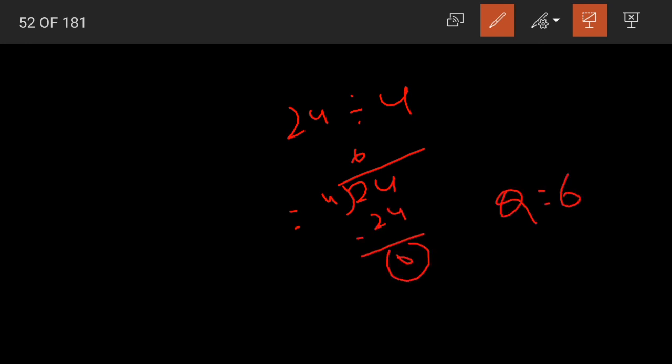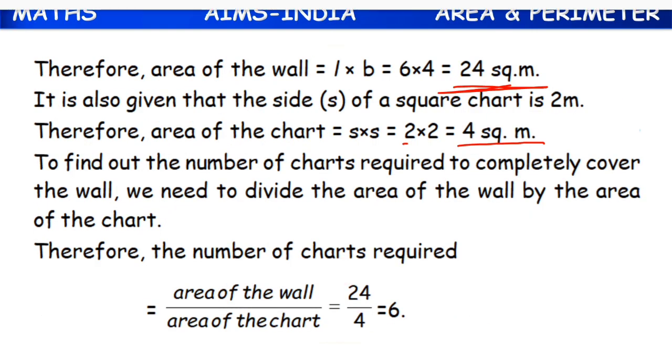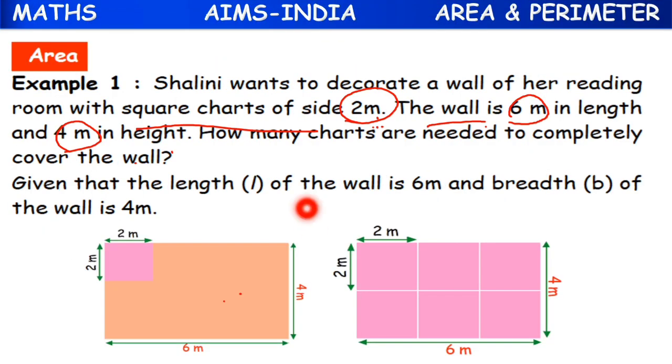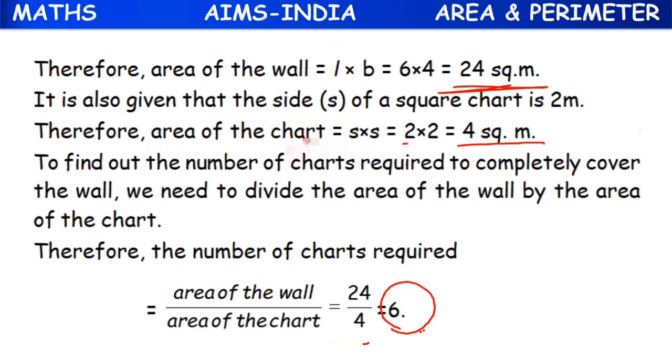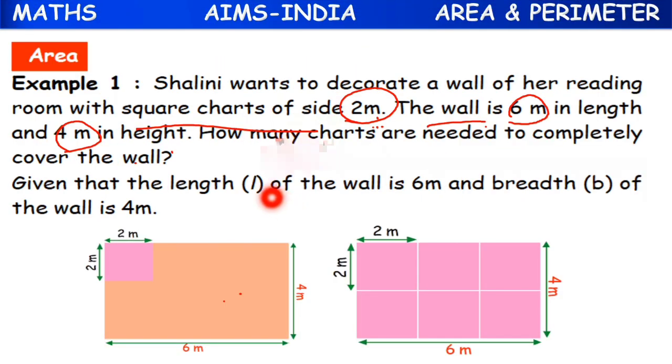So what is the answer? The answer is 6. So what does that mean? Therefore we need 6 charts. Which charts? Here in the question they have mentioned that the square charts are of side 2 meters. So when we have these square charts of side 2 meters, we need 6 such square charts to cover our wall of length 6 meters and breadth 4 meters.